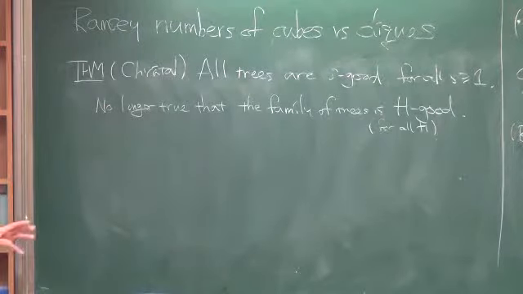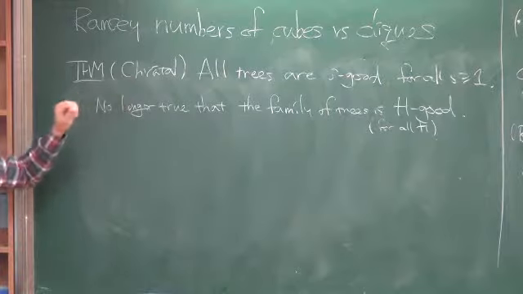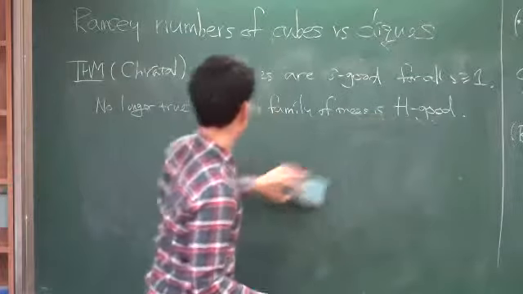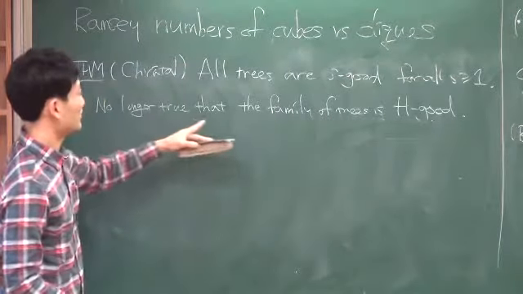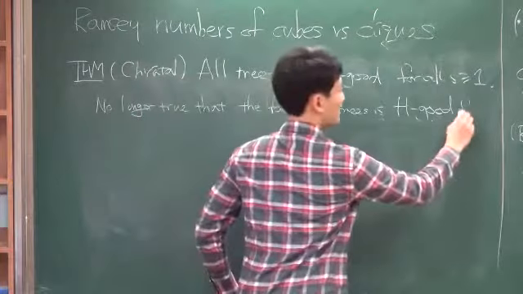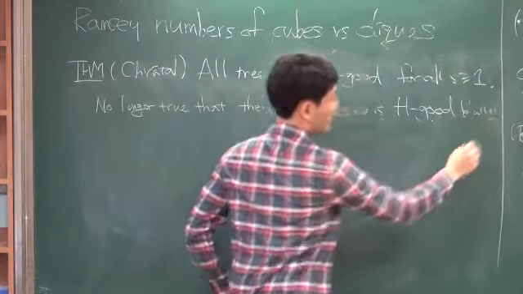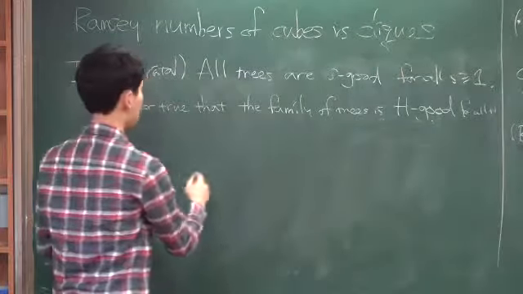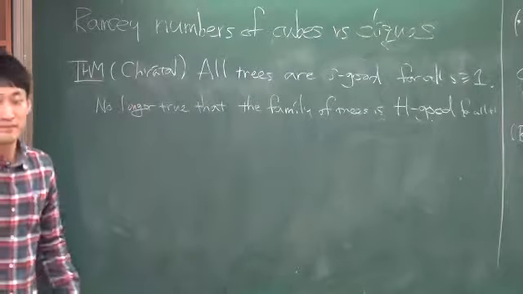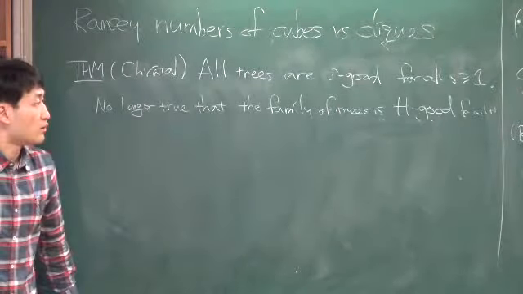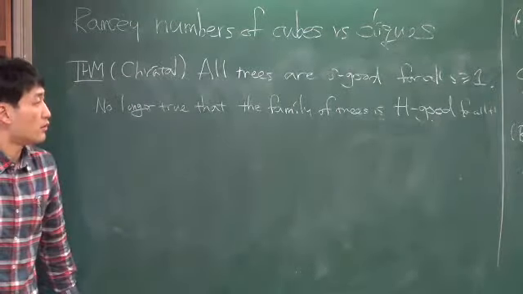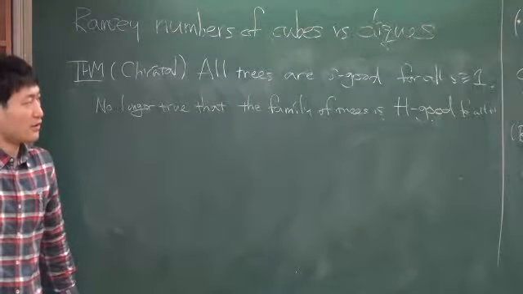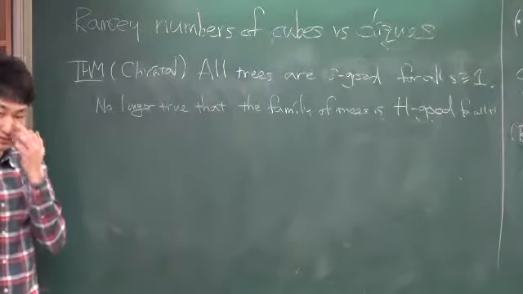The trees are simple. This says that trees are S good for all complete graphs. So this is not a good statement for other H. It's no longer true that the family is H good for all H. That means there exists an H for which the family of trees is not H good. Is this an if and only if theorem, like a family of graphs is H good if and only if the family of trees is H good if and only if H is... I don't know. I don't think so.